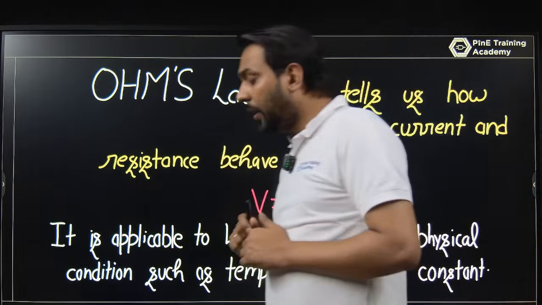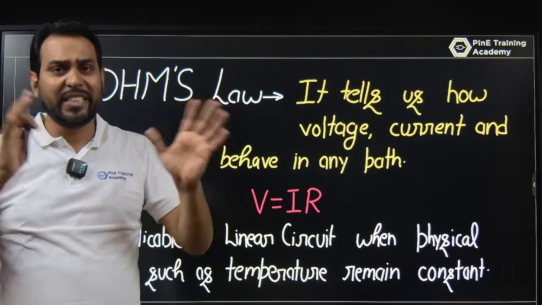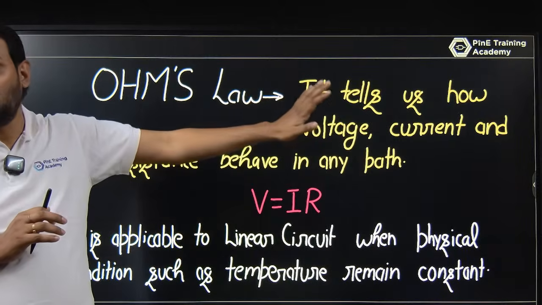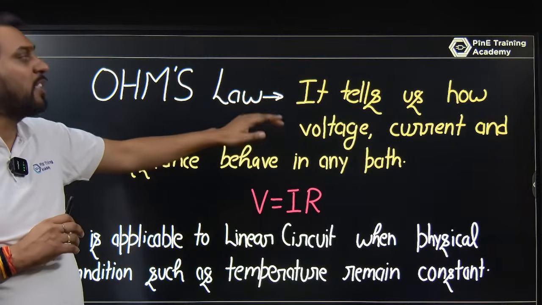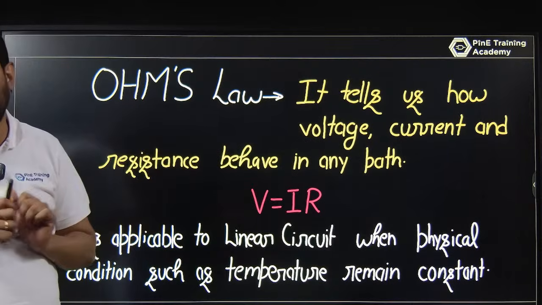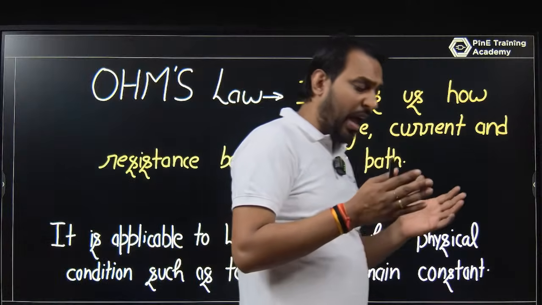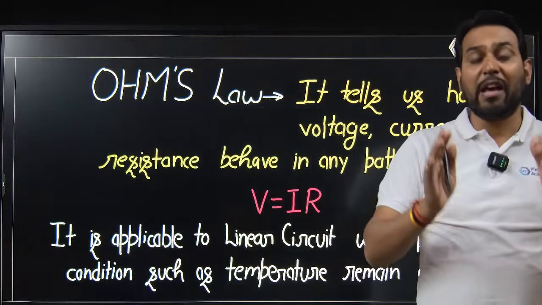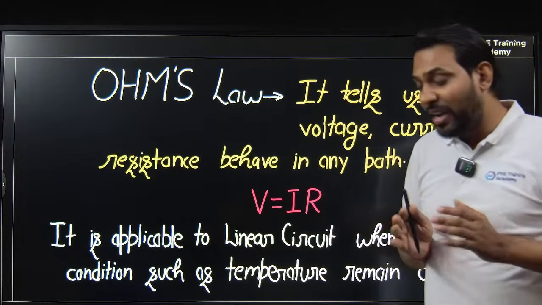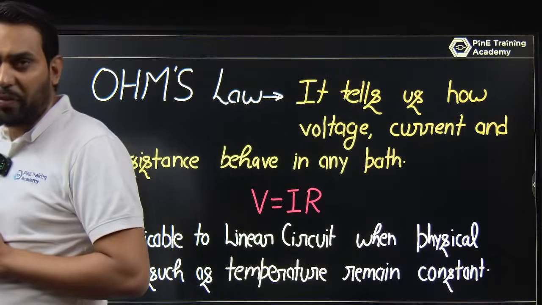Ohm's law is very basic. I am not going to the 8th class level of describing and stating Ohm's law; I am directly representing it in terms of BTech. It tells us how voltage, current and resistance behave in any path. Of course, it has some conditions: it must be a linear circuit, and the physical property must be at constant temperature. Then you can use Ohm's law.